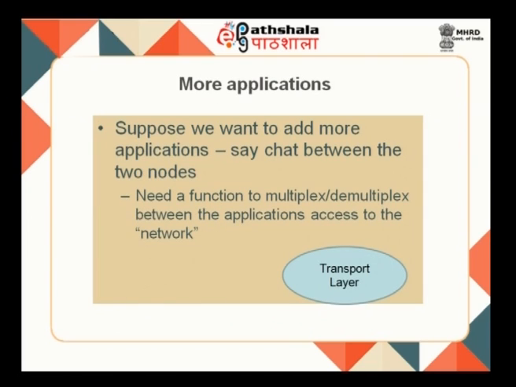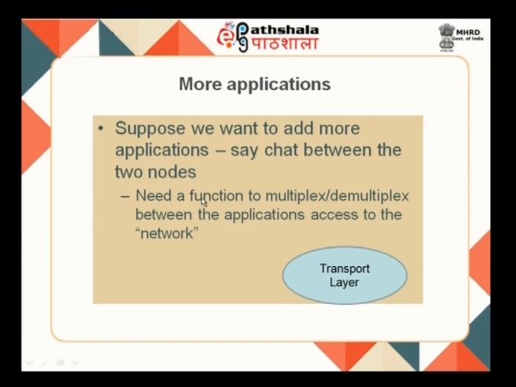Now, let us add a little more from the application side. Suppose we want to add more applications. We talked just about a simple file transfer. So, let us say we want to also have a chat application between the 2 nodes. What do I need in that case? I will need a function which is able to distinguish whether the data is coming from the chat application or the file transfer application on the sender side, and on the receiver side again do the same distinction so that it is able to deliver the data to the correct application.